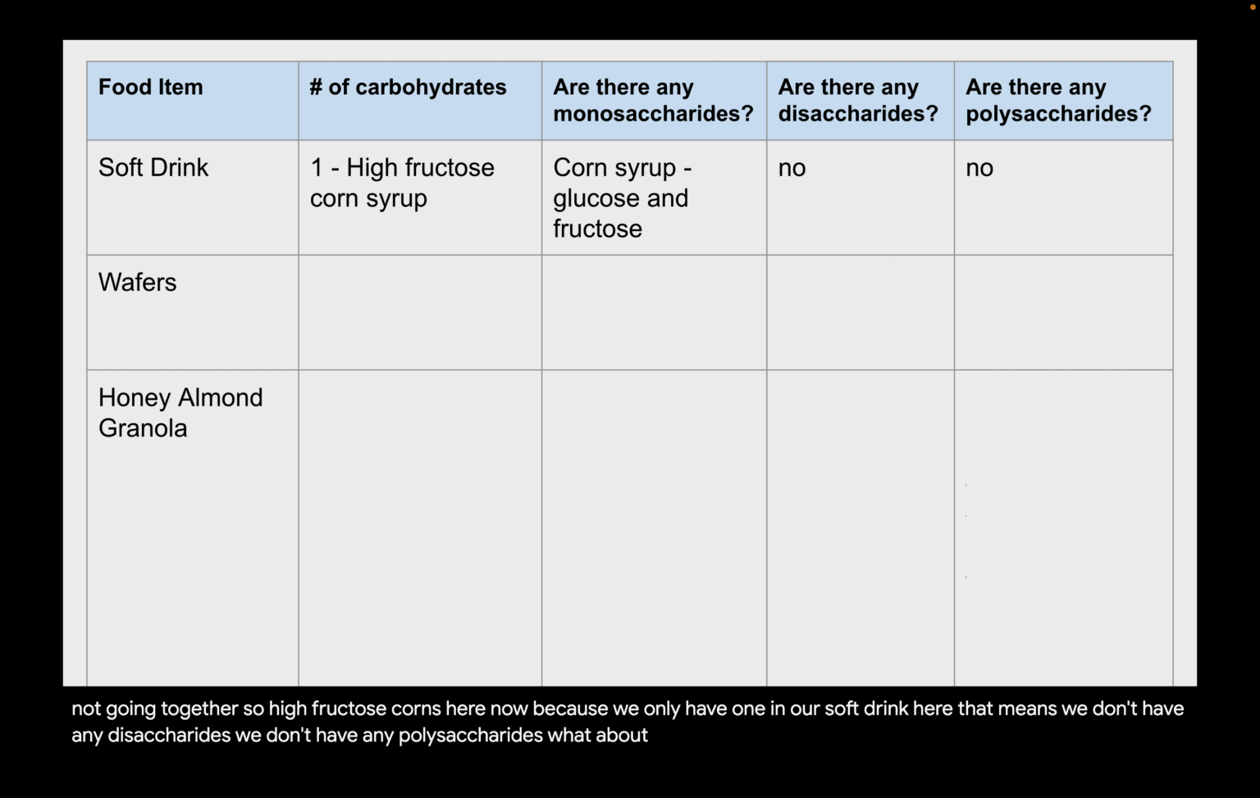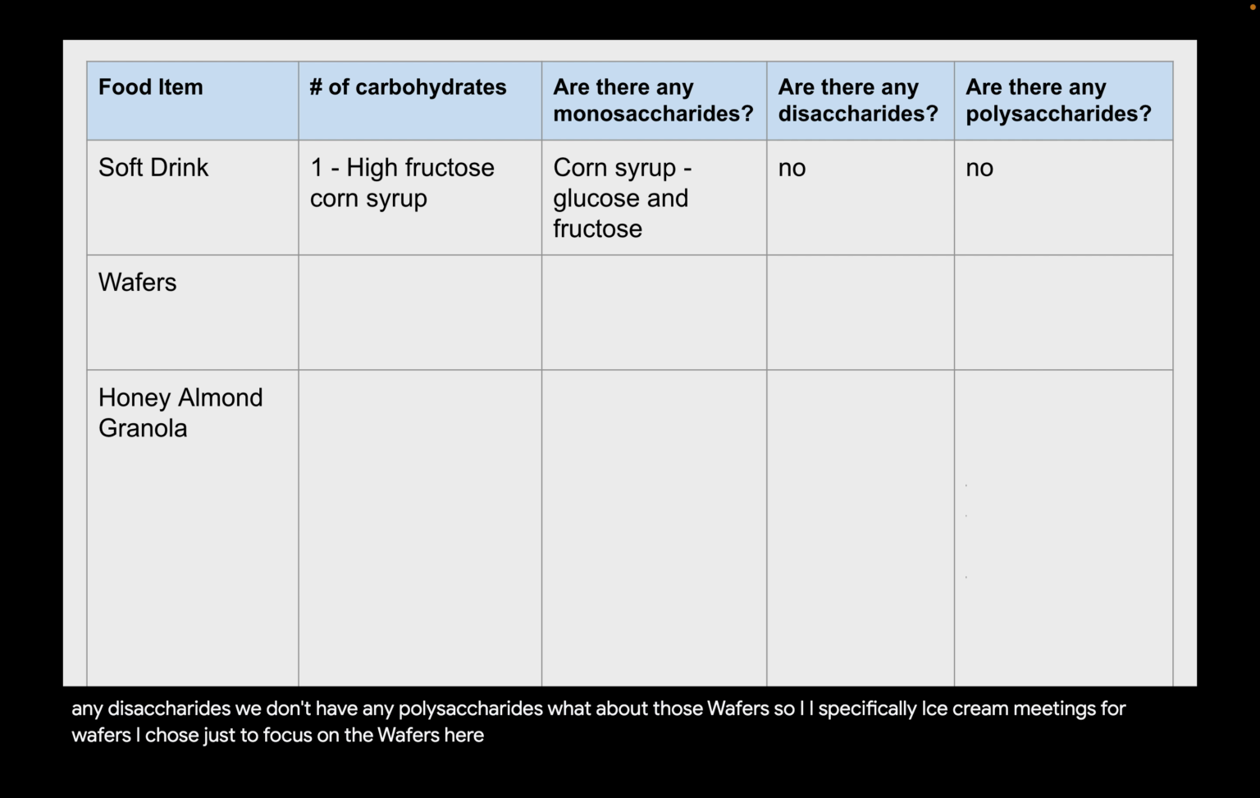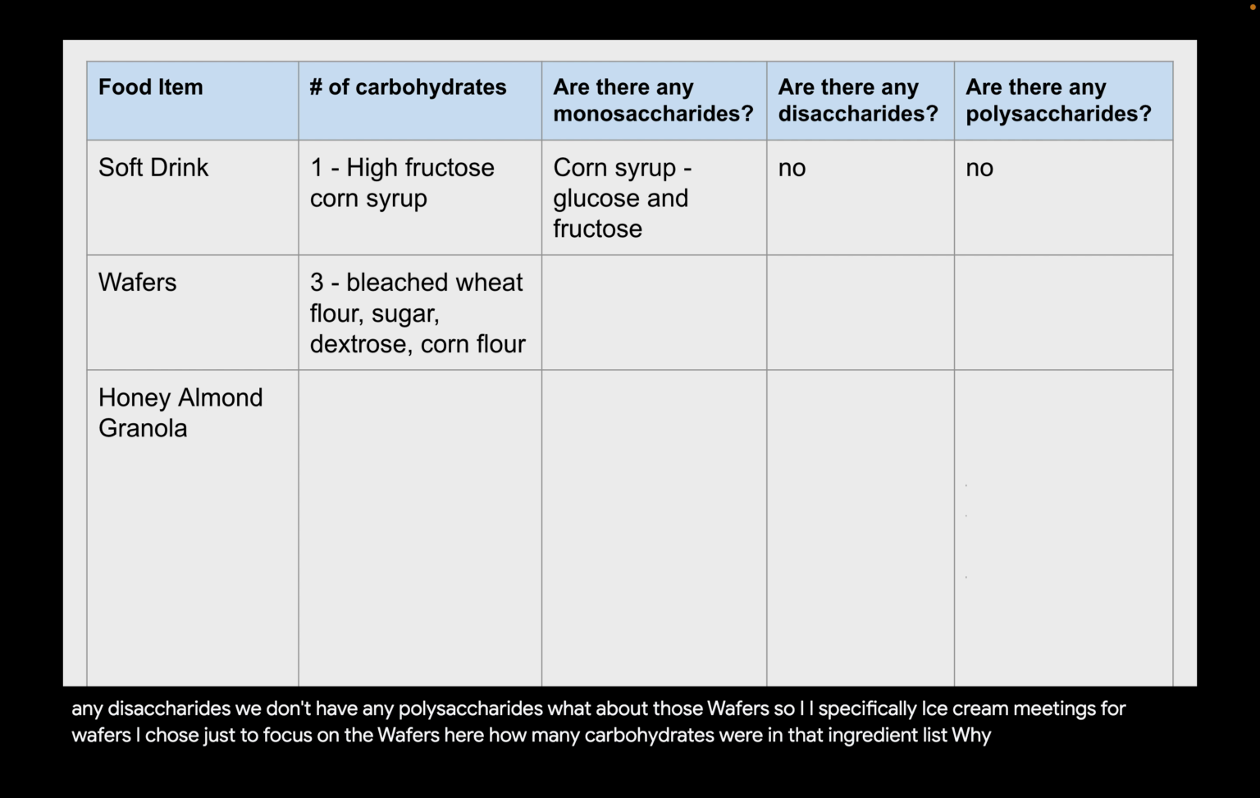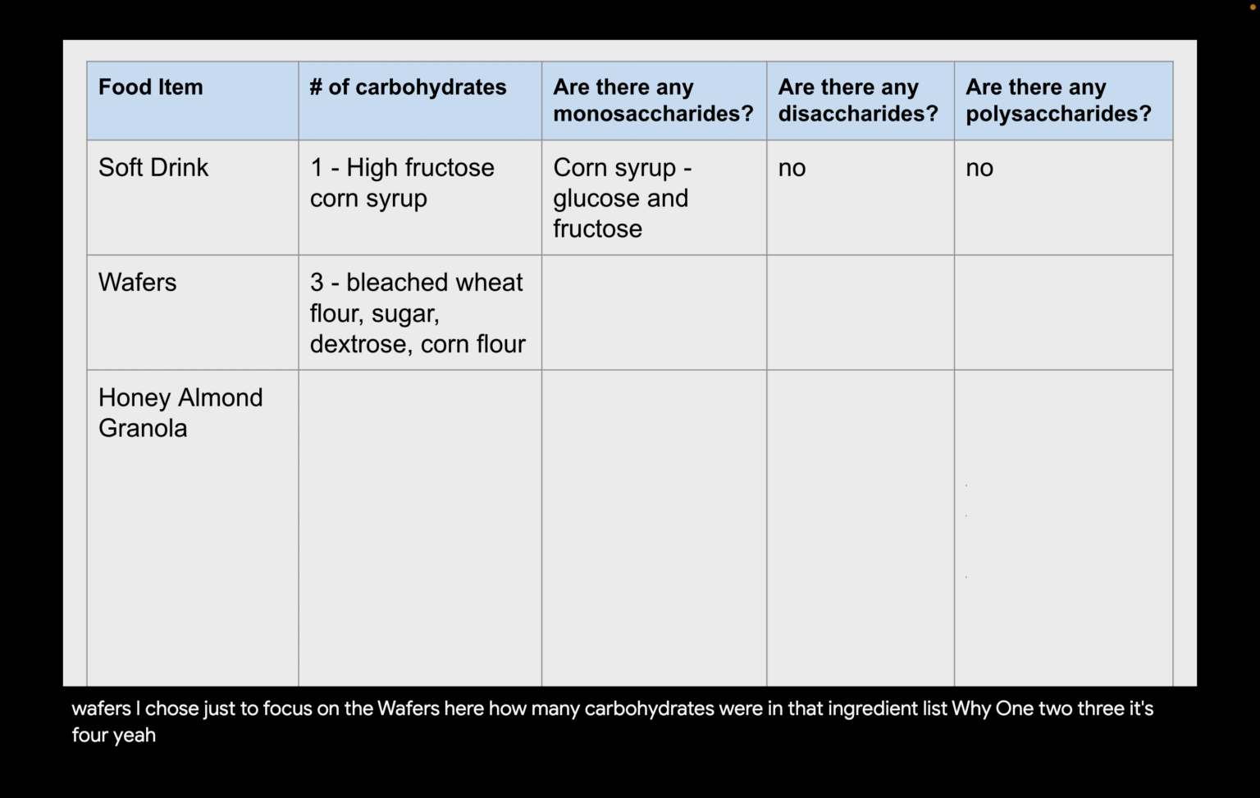What about those wafers? So I specifically looked up an ice cream sandwich and it gave me the ingredients for ice cream and the ingredients for wafers. I chose just to focus on the wafers here. How many carbohydrates were in that ingredient list? Let's see, 4 by show of hands. Let's see what I got. 1, 2, 3. It's 4. Yeah, I put the wrong number there. So 4, right? We have our bleached white flour, we have sugar, we have dextrose, and we have corn flour.